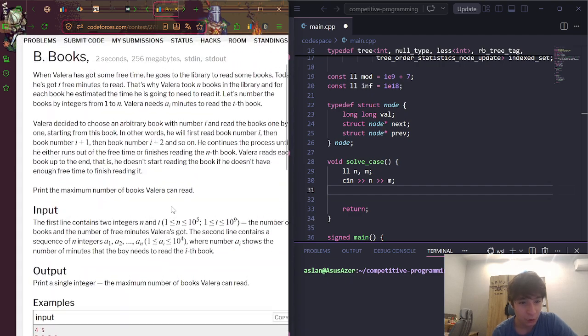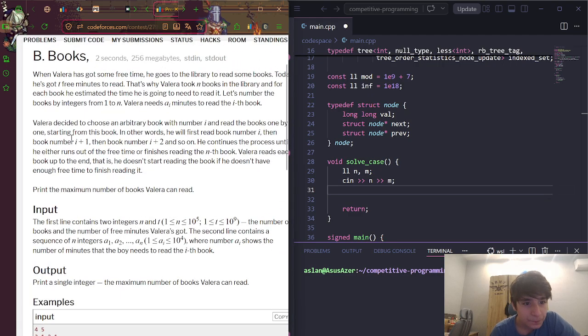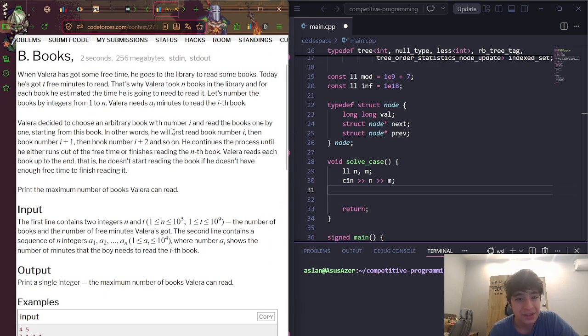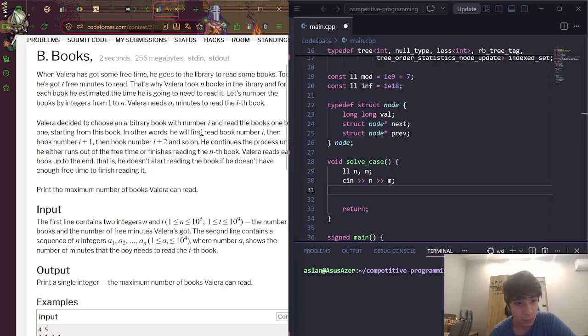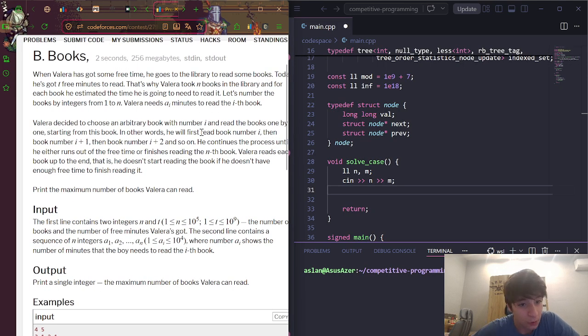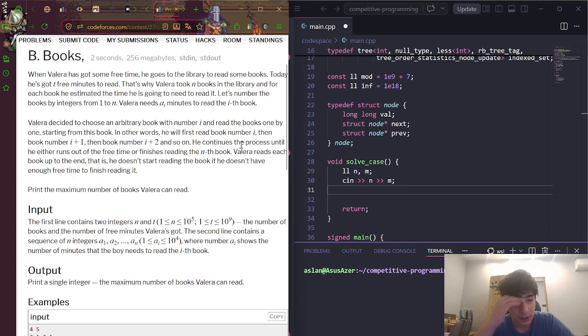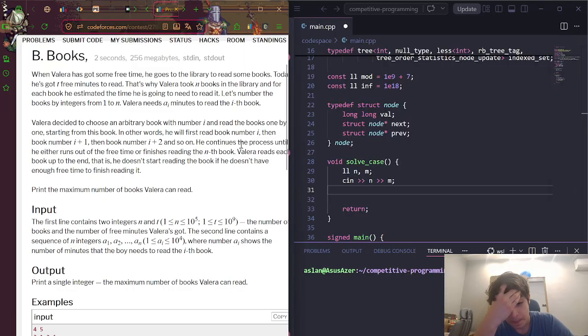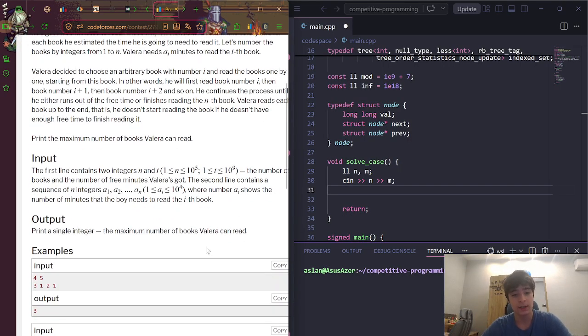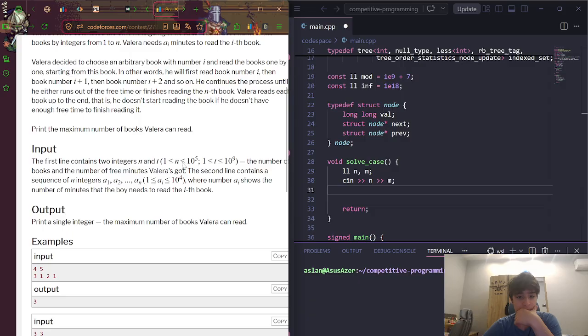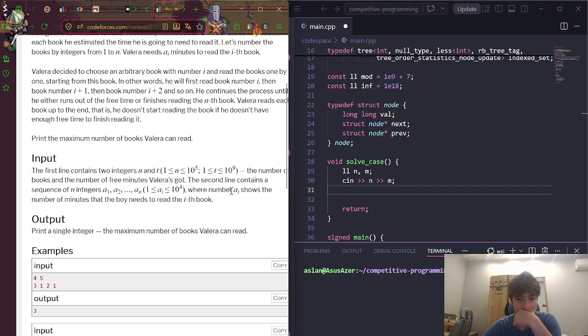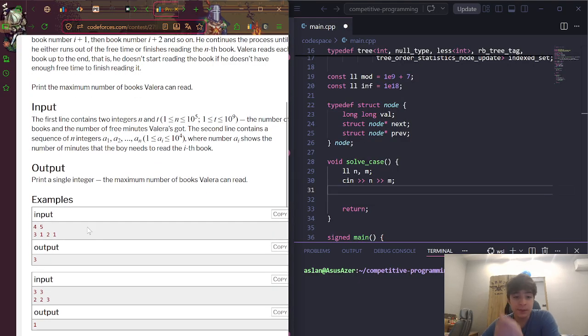So, do we have an approach to sort the array? To choose an arbitrary book with number y and read the books one by one starting from this book. In other words, he will first read book number y. Oh crap, I can understand. Oh, I see. Yeah, this bit was key. I need to find the answer. Okay, example. I could do brute force, but brute force is not good. I need to choose one index and read until my time finishes.